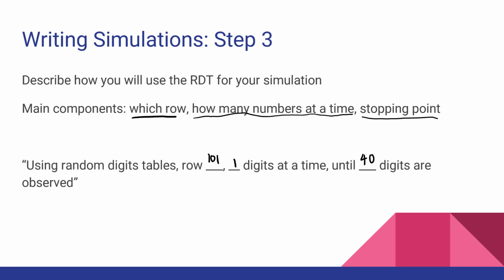So there are some cases when you would use 2 digits at a time. For example, if you had 100 outcomes, then you would use digits 00 through 99, so you would be looking at two digits at a time, so 01, 13, 14, to represent each of your outcomes.